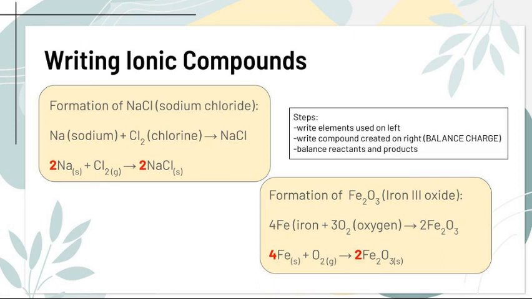Writing ionic compounds. For example, let's take the formation of NaCl or sodium chloride. To form sodium chloride, you need sodium and chlorine. So you'll take the atomic sodium, which is Na, and chlorine, which is Cl2, since it's diatomic.